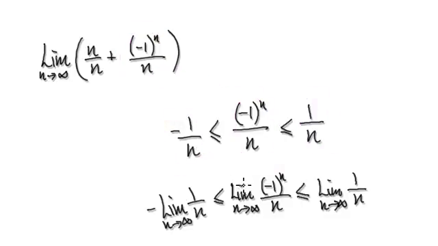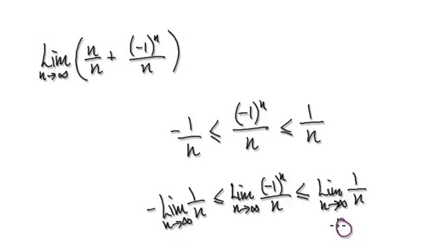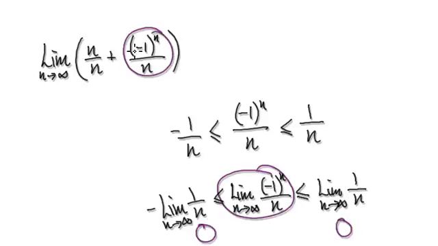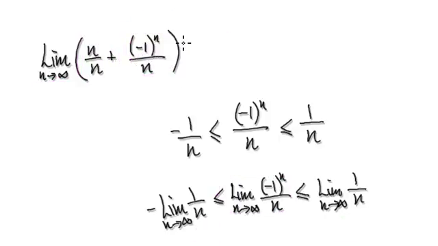So now take the limit of all three. The limit of this thing is trapped in between here and here. Then as n tends to infinity, this is going to be 0 because it's heading towards 0. So it's going to be trapped between 0 and 0. So this thing here is going to be 0. So as n tends to infinity, this thing here is going to be 1. So the limit is 1, because this bit is heading towards 0.